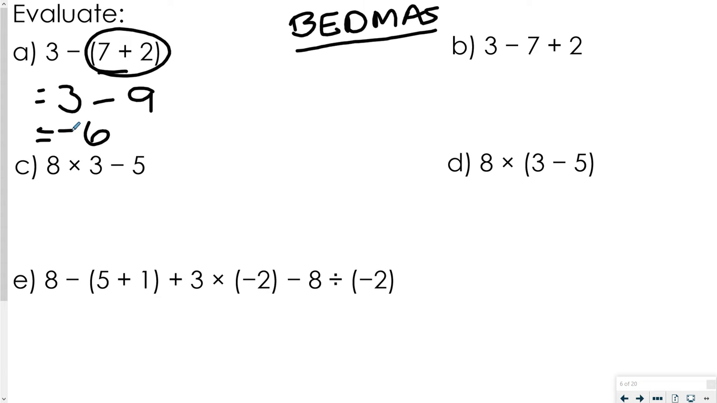Okay. Or you can look at it as positive 3 and negative 9. What do I have more of? I have more negatives. How many more negatives? I have 6 more negatives. Okay.